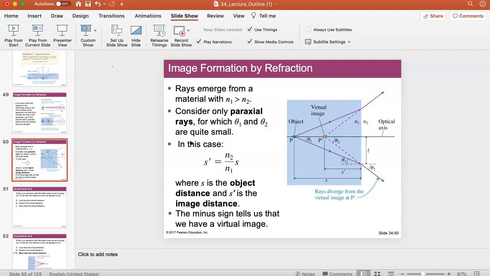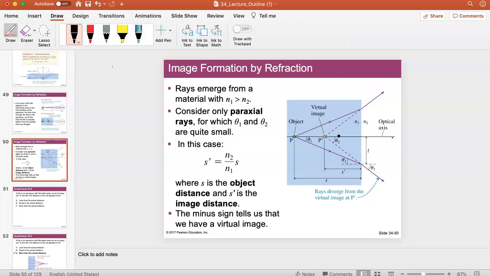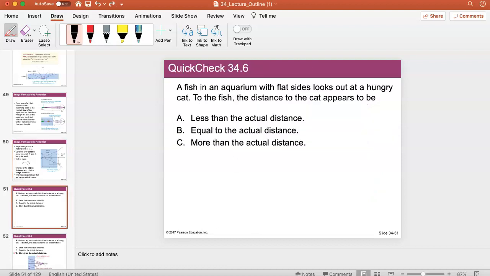As an example, let's just consider one of those rays, right? That's a ray from the cat. This is the normal. It should get closer to the normal, so it bends this way. And if we continue, it looks like it's coming from somewhere behind the cat. So that's the correct answer. So the fish imagines that the cat is somewhere farther away than its actual distance.